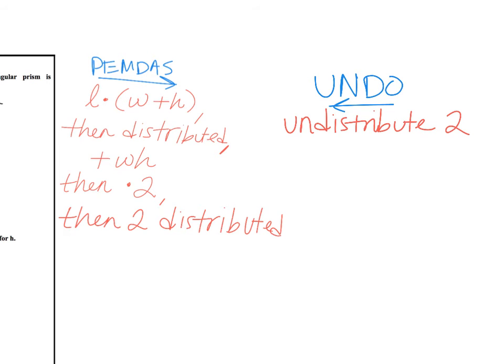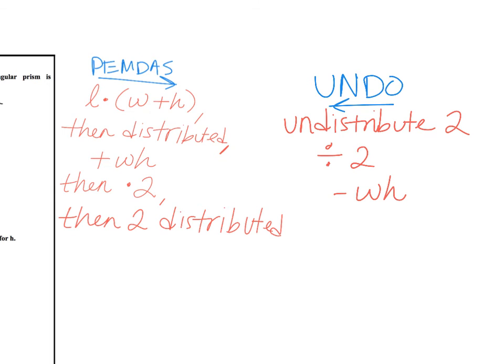So go up the list. Then it was multiplied by 2. So what's the opposite? Divide. So then we'll divide by 2. Okay, go up the list. WH was then added. How do we undo addition? So now we're going to subtract WH. Go up the list again.